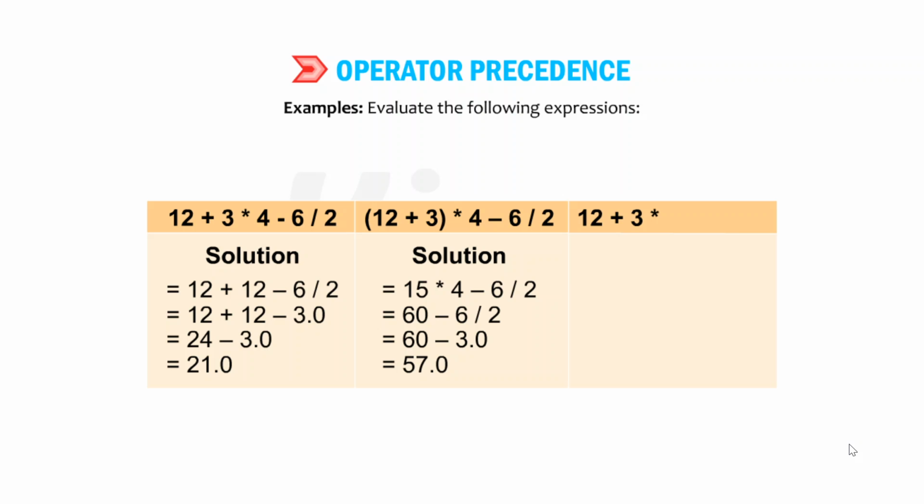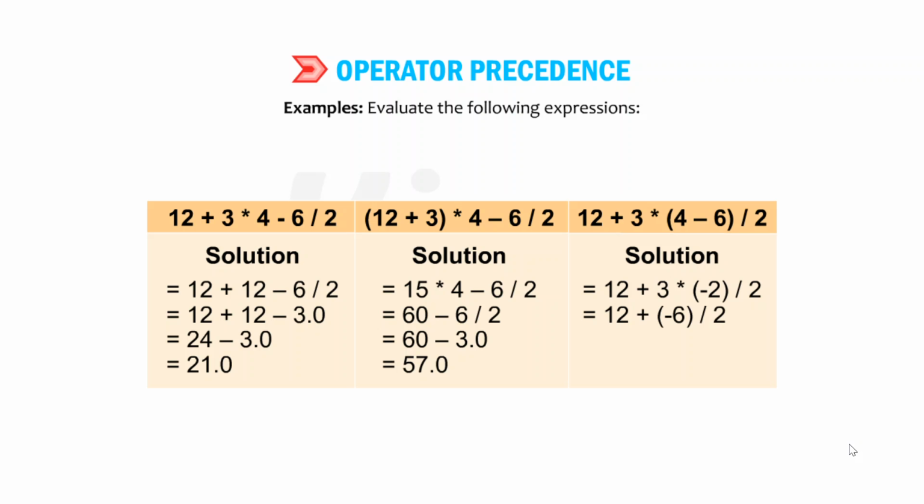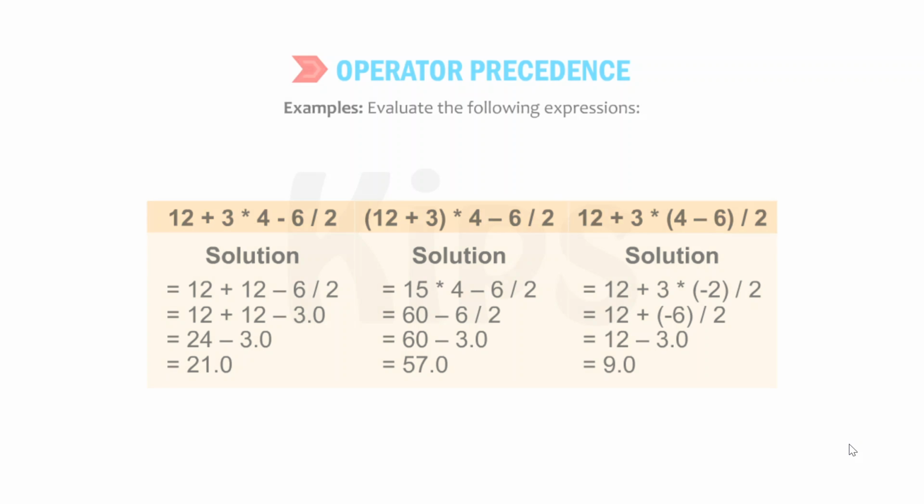12 plus 3 into (4 minus 6) divided by 2. Solution: equal to 12 plus 3 into bracket 4 minus 2 bracket close slash 2, equals to 12 plus bracket 4 minus 6 bracket close slash 2. That is equal to 12 minus 3.0, which is equal to 9.0.